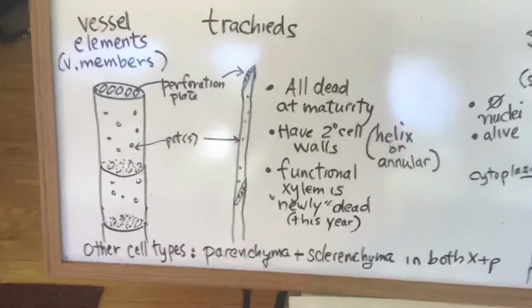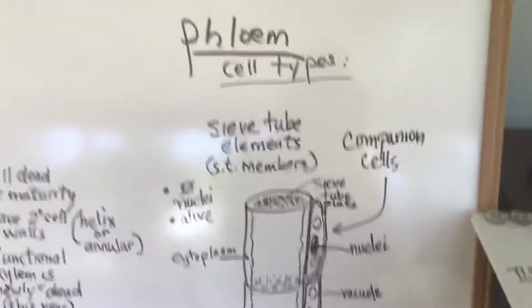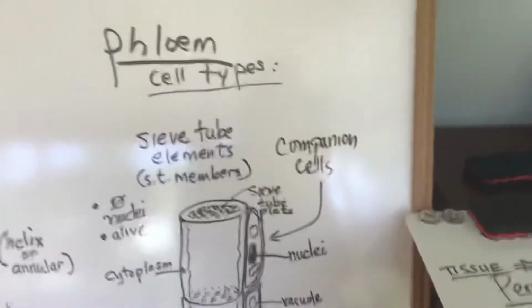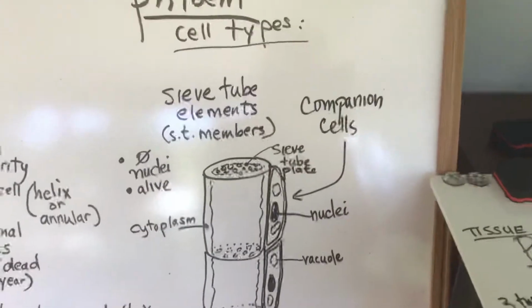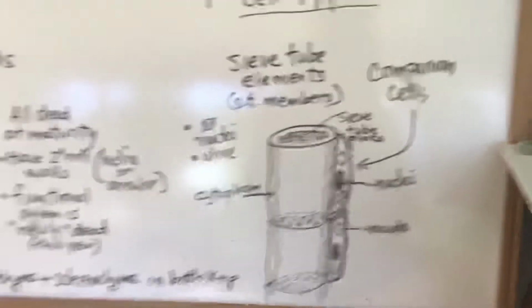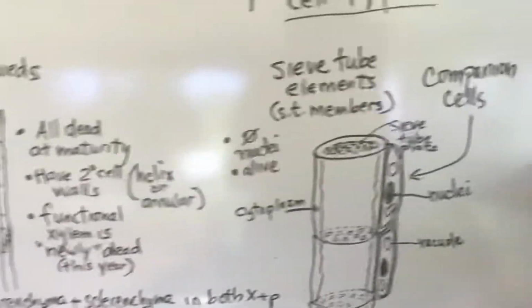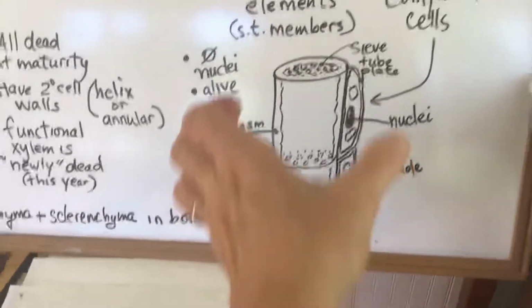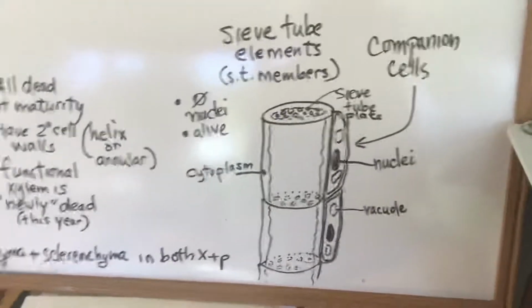Okay. The other kind of tissue is phloem, and the cell types that are found in the phloem are sieve tube elements and companion cells. They also have, just like in the xylem, parenchyma and sclerenchyma, surrounding again a group of sieve tube elements and companion cells.